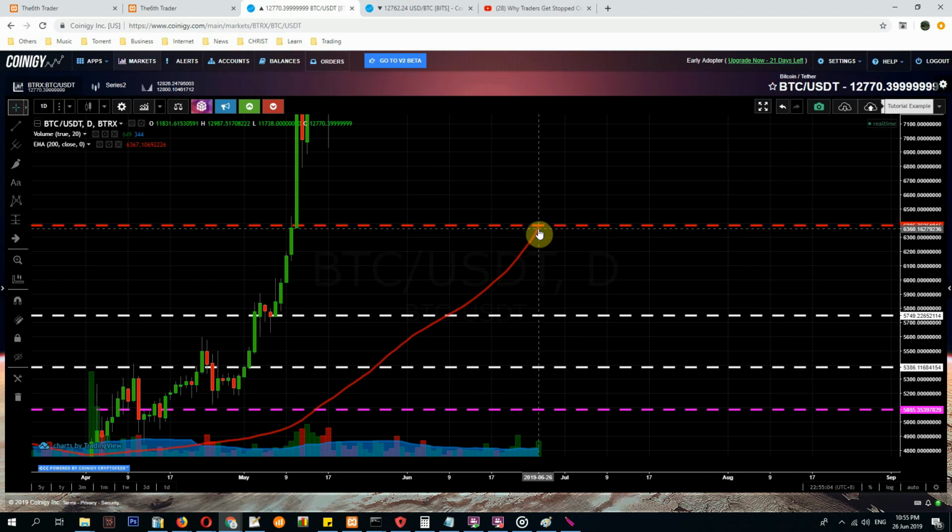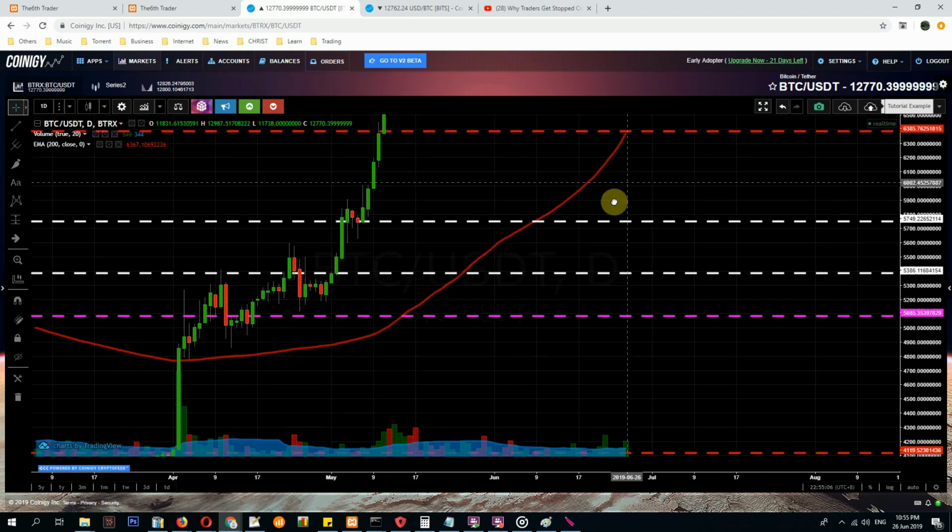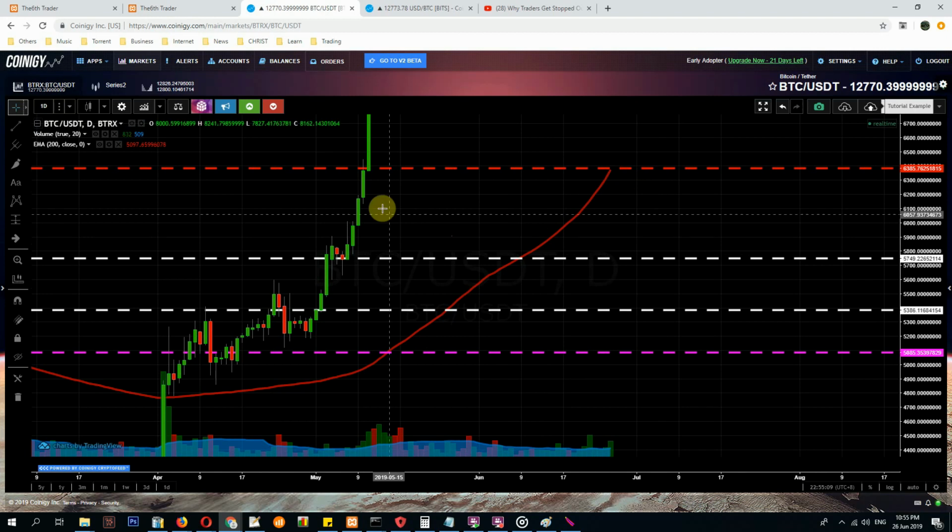So I hope you got my point. The average of 200 candles' closing price on the candlestick.